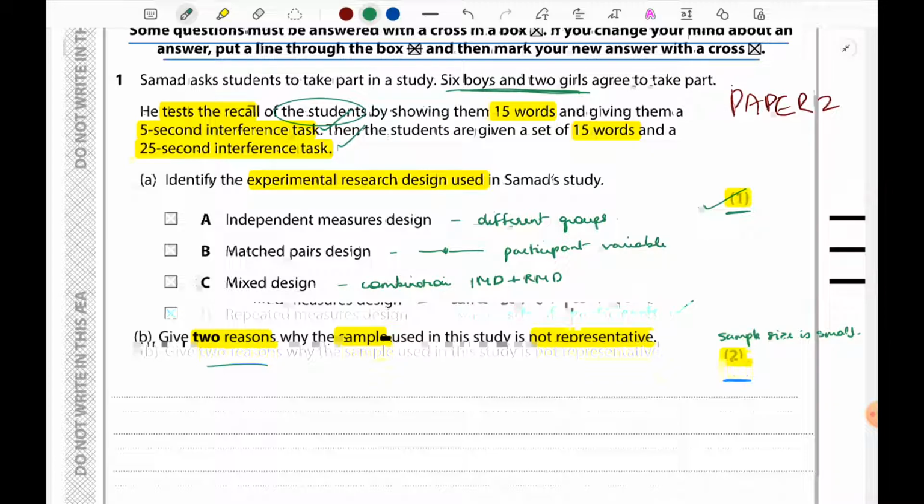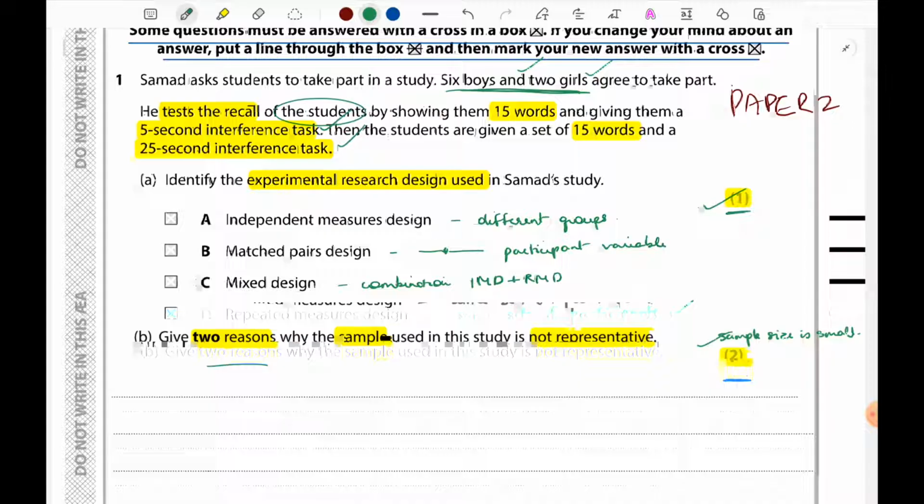So, what you do is you do mention the sample size is small, but to make it specific to the scenario, and listen to this very carefully, you use wording from the scenario. So, you pick out wording from the scenario, and with the help of that, you indicate that the sample size is small. So, what you would say is since there are a total of only 8 participants in the study, it is not representative. Another thing students would notice is 6 boys and 2 girls. That means there is unequal gender representation or unequal gender distribution.